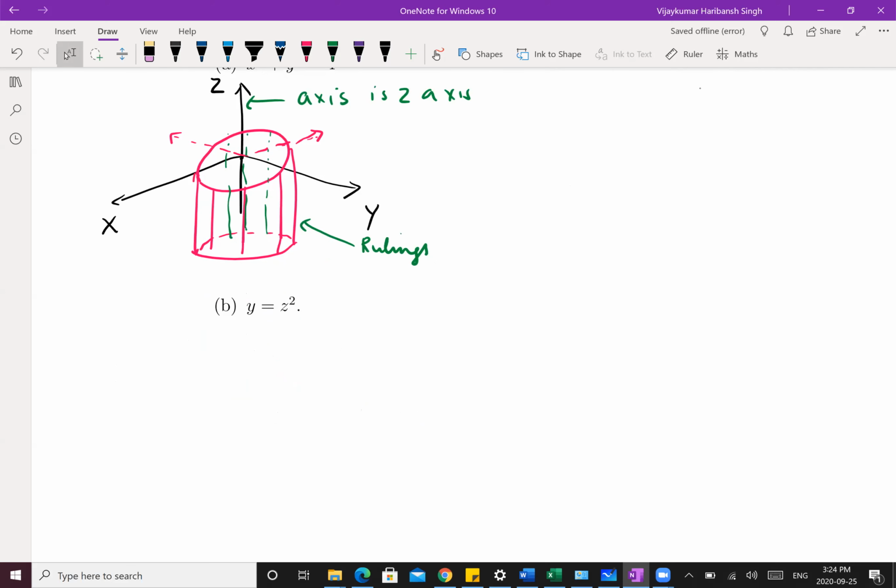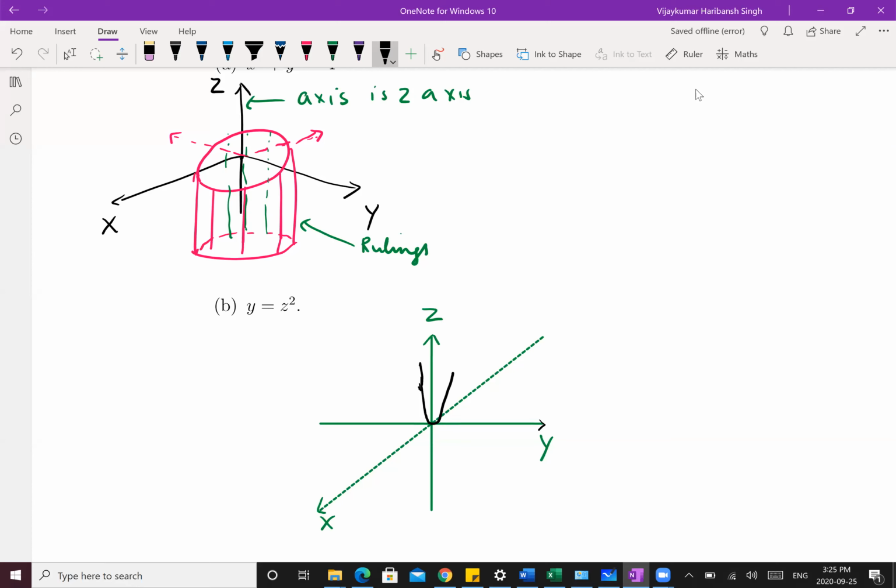We have the following cylinder: y equals z squared. Now, how is this a cylinder? Let's first draw the axes. The graph of y equals z squared looks like the following curve.